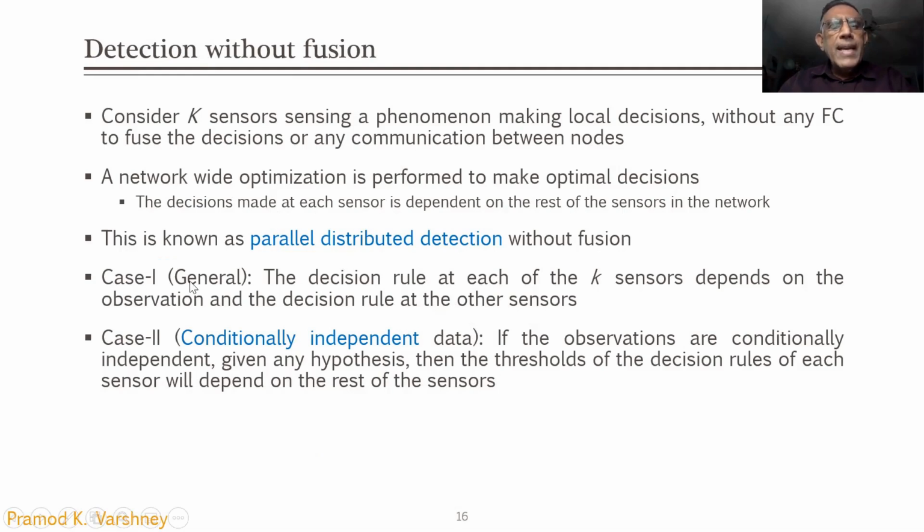And then case one, the more general case: the decision rule at each of the K sensors depends on the observation and the decision rule at other sensors. So notice that observations need to be shared, which is quite a bit to ask. The second thing one can assume, and it had been assumed quite traditionally, is that the observations are conditionally independent. In this case, the thresholds used at the different sensors will depend upon each other. So the thresholds were dependent, but we didn't need to share the observations.